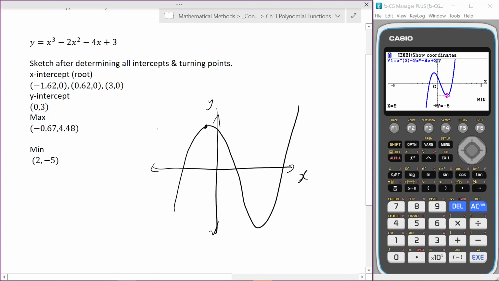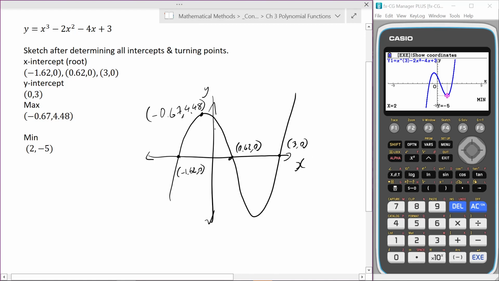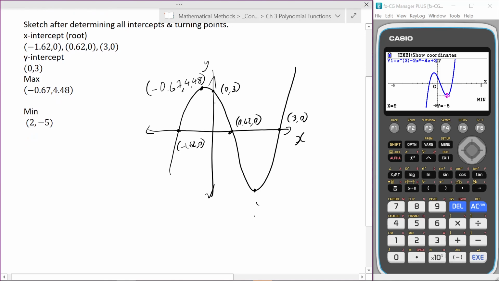So this first maximum, that is my -0.67, 4.48. I've got this x-intercept here, that's my first one, -1.62, 0. I've got my next one, which is at 0.62, 0. And I've got my last one, which is at 3, 0. And I've got my y-intercept up here, which is 0,3, and that just leaves me with my minimum, which was at 2, -5. And there we go.